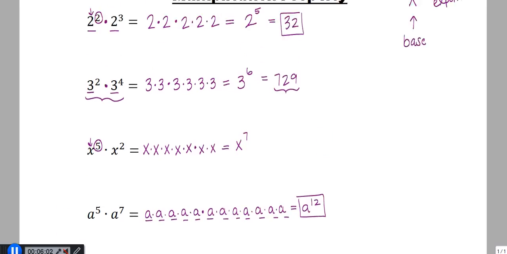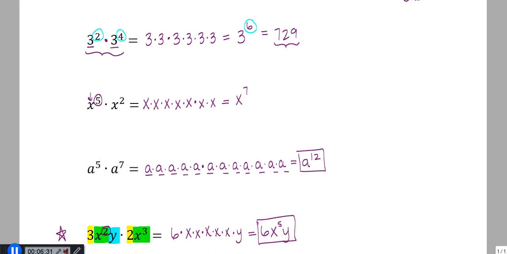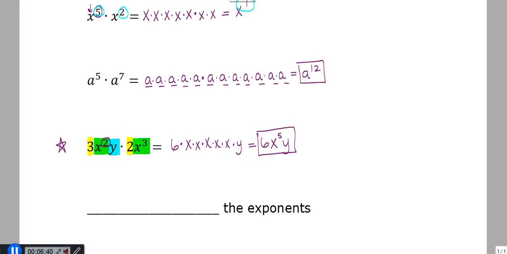Now let's go back up here to the very beginning. Notice that whenever I was multiplying like bases, the exponent ended up being the sum of 2 plus 3. If I add 2 plus 3, I get 5. Let's look at the next one. The exponent ended up being the sum of 2 plus 4. 2 plus 4 is 6. Look at the next one. The sum ended up being 5 plus 2, which is 7. 5 plus 7 is 12.